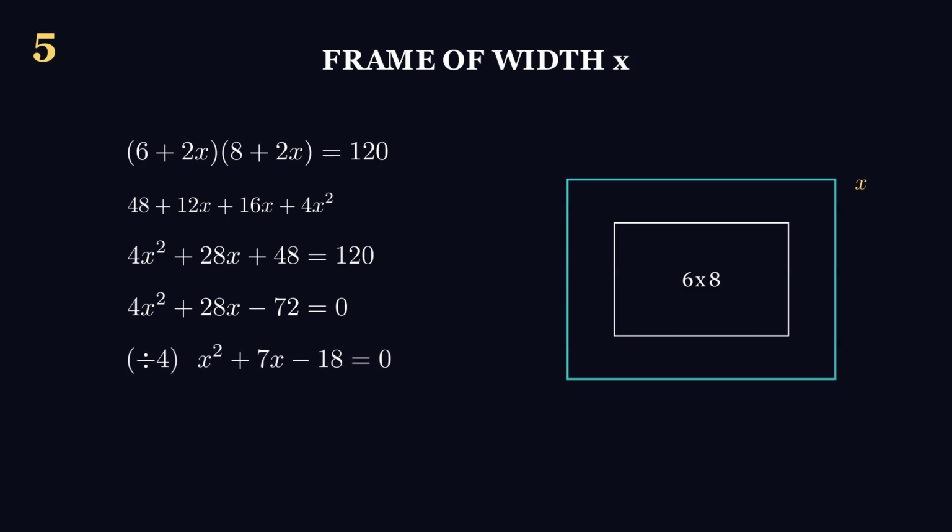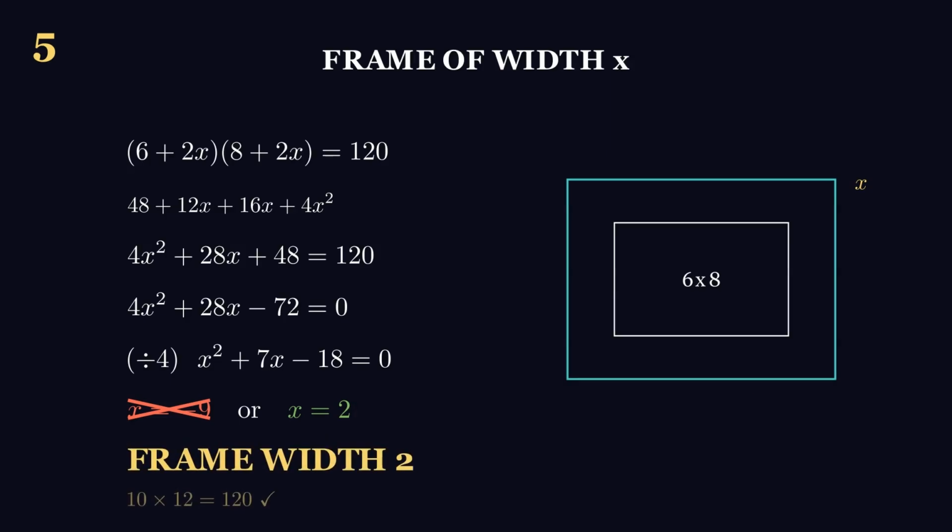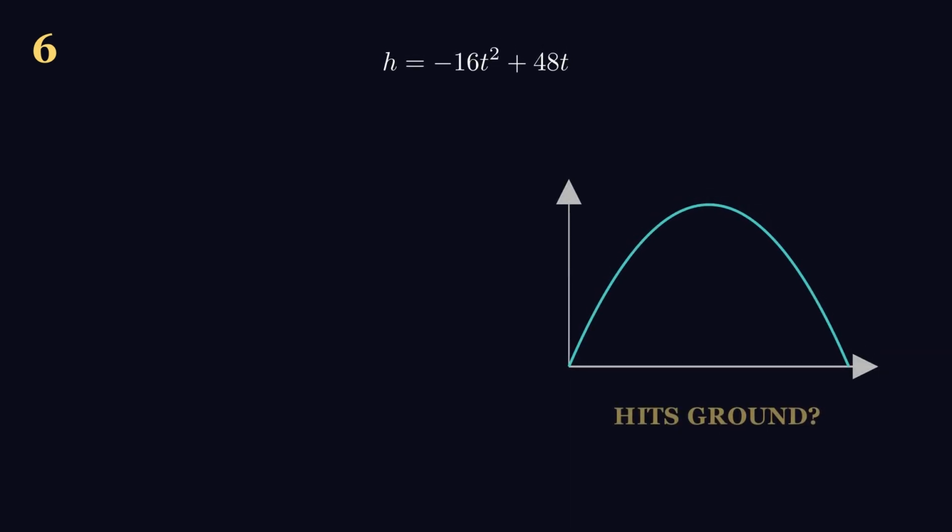Factor. 9 and negative 2. X plus 9 times x minus 2. Frame width is 2. Check. 10 by 12 is 120. Clean. Number 6. A ball's height is negative 16t squared plus 48t. When does it hit the ground?